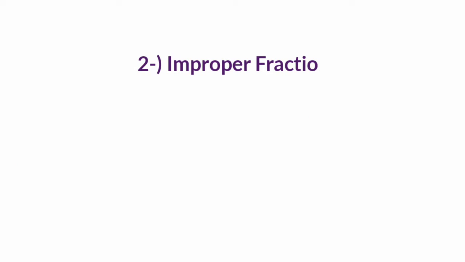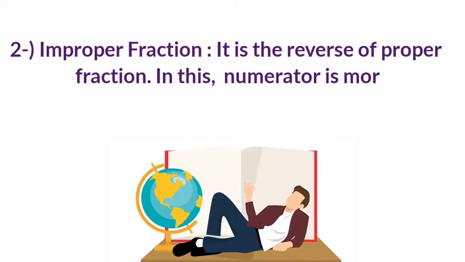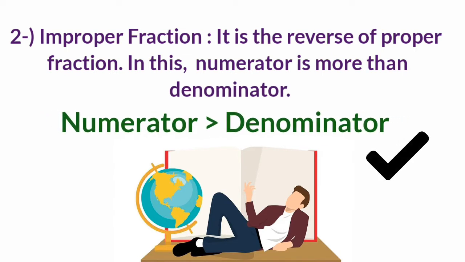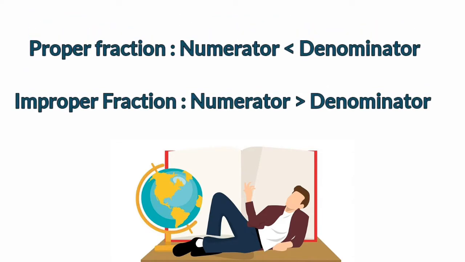Let's discuss improper fraction. It is the reverse of proper fraction. In this, the numerator is more than the denominator. In proper fraction, the numerator was less than the denominator, but in improper fraction, the numerator is more than the denominator. That's why it is the reverse of proper fraction. Here are some examples: 11 by 7, 9 by 5, etc.